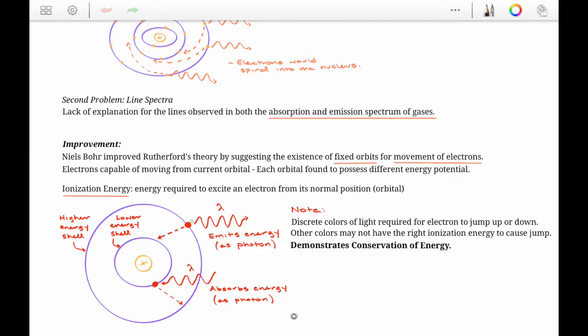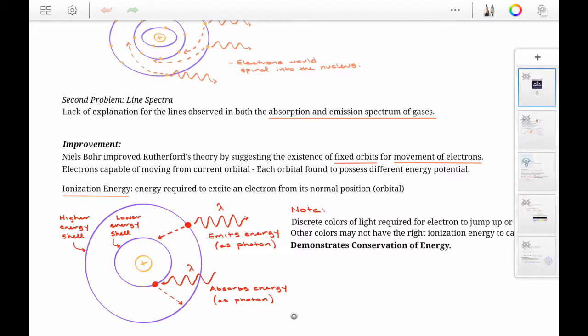So if this was a red color photon, then that red color photon has a very specific wavelength, and therefore it has a very specific energy. So if it were to try to absorb a yellow photon, it would not be able to absorb that, and thus it would not be able to transfer to the energy level that it had left earlier. And so what I'm trying to say is that other colors may not have the right ionization energy to cause the jump, because we know that a yellow photon has a different wavelength than a red photon, and therefore has a different amount of energy.